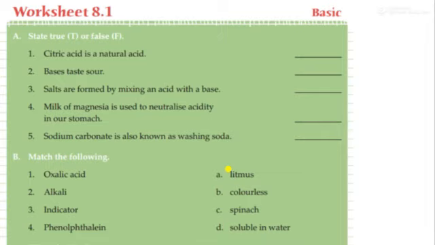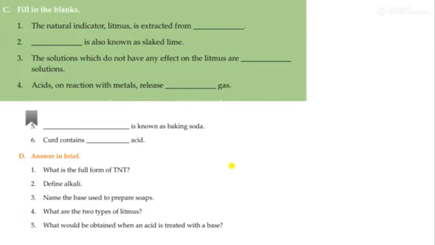If I'm discussing the match the following: oxalic acid. If you remember, oxalic acid is present in spinach. पालक में प्रेजेंट होता है, पालक एंड टमाटोज में ऑक्सालिक एसिड प्रेजेंट होता है, राइट? Next, filling the blanks I'm talking about. So, curd contains which acid? Lactic acid. Sixth part I'm discussing. Curd contains lactic acid.